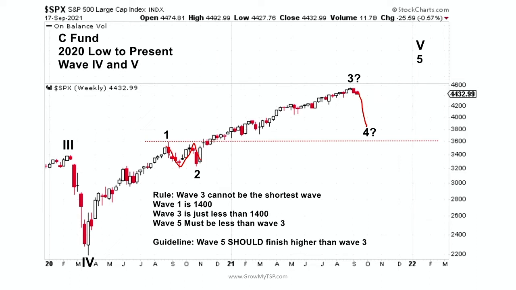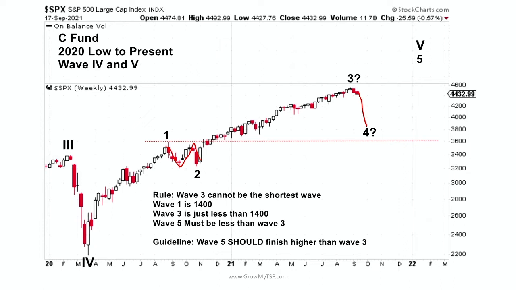These are just the rules and guidelines. It's not what I'm saying is going to happen. I'm just relaying what Elliott says is going to happen. And again, the alternation is a guideline, so we can't rule out a shallow sideways consolidation, but we should expect a sharp, fast wave 4.